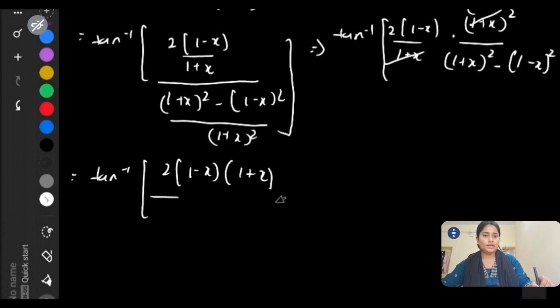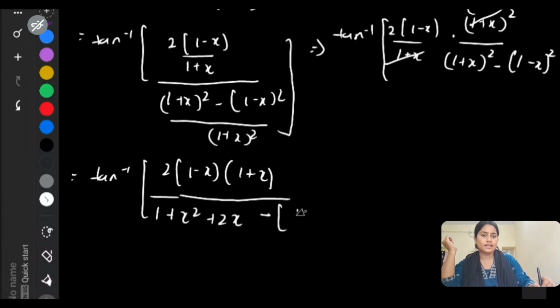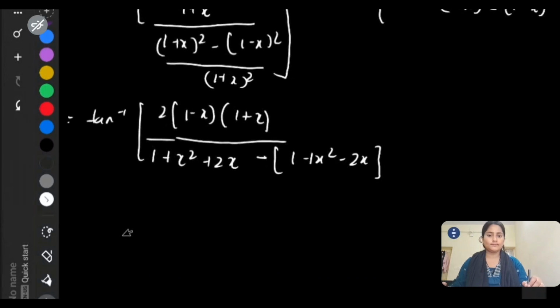And in the denominator, what we'll do? Yeah, we'll open this. (1 plus x) whole square and (1 minus x) whole square. We'll open them one by one. So (1 plus x) is a square plus b square plus 2ab, minus (a square plus b square minus 2ab). Okay, let's move further.